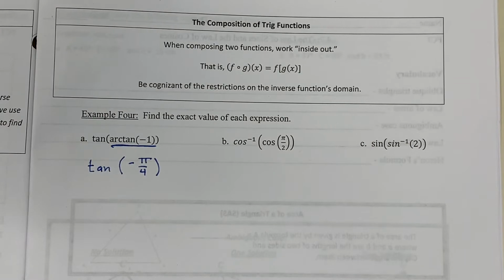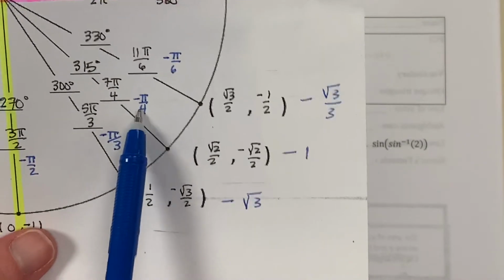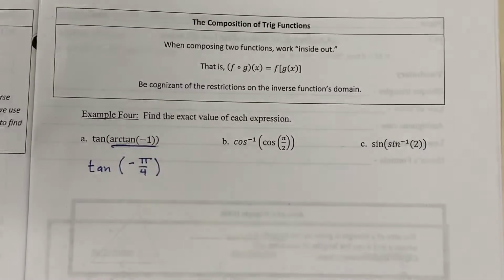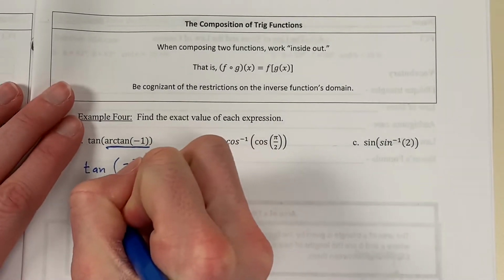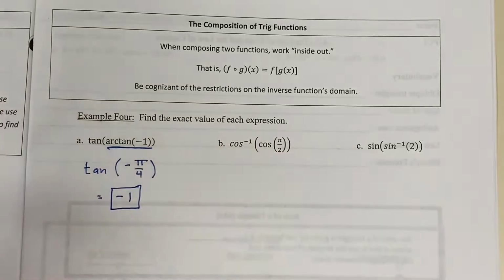Now I'm going to find tangent -π/4. Now this is regular tangent, and that means I'm going to find the ratio of the sides. So if I go to my angle, -π/4, I want to find tangent. Tangent would be -1. So tangent -π/4 is equal to -1, which is the answer to letter A.